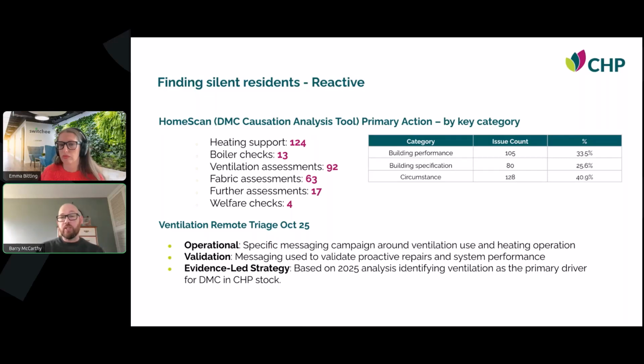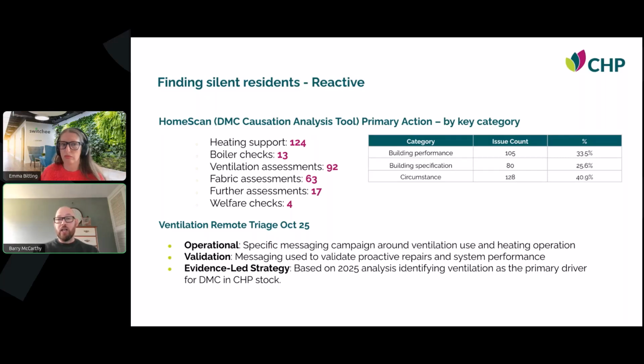We spent a lot of time during the summer catching up on cases that were open from the previous winter period, and then just tracking those through for progress and looking for every opportunity to get ahead of what was to come in the next winter period. And so the home scan report definitely fed into that.